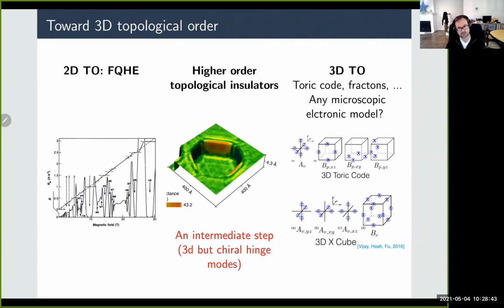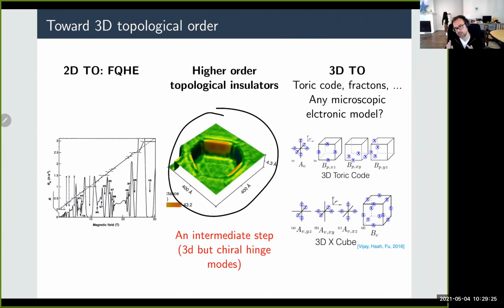But what we were interested in is to have macroscopic electronic models like we have for the fractional quantum Hall effect. And the idea was to use some intermediate step between these two situations, the fractional quantum Hall and the fracton world, by considering the higher order topological insulators. So here in the middle, you have the experimental measurement of the hinge mode in bismuth. Remember, in a higher order topological insulator, the bulk of the system is gapped, the surfaces are gapped, but the hinges, or the edges of the edges, are gapless.